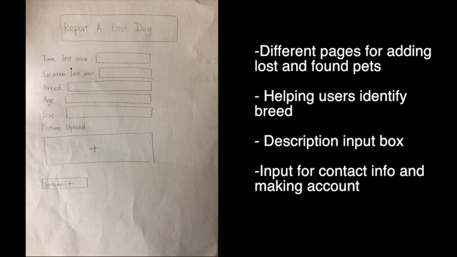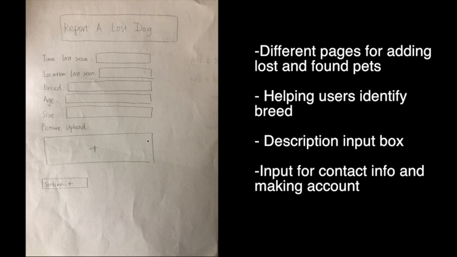So we definitely should make a different page for finding a pet and change the wording and inputs such as time last seen to time found, location last seen to location found. In addition, if a person has just found the pet, the breed might not be as easily identifiable, so providing a link on the side that links to a guide or walkthrough to identify the breed of a pet can be super helpful.